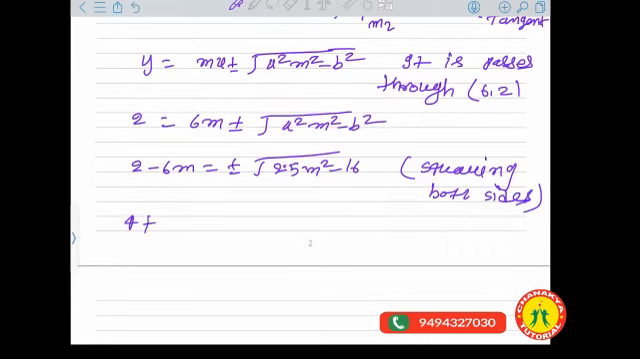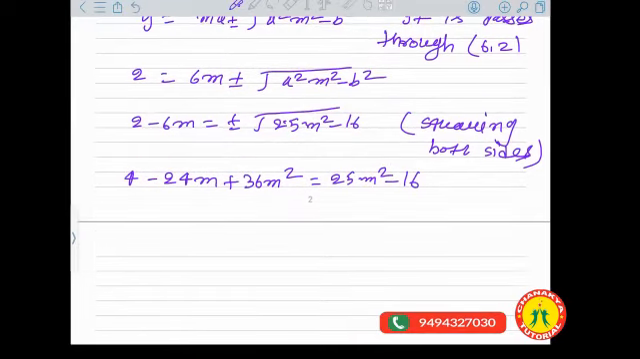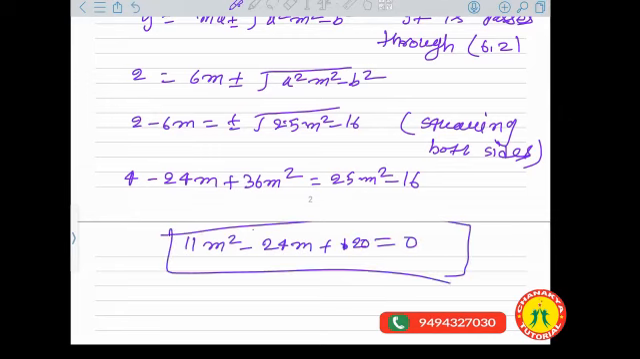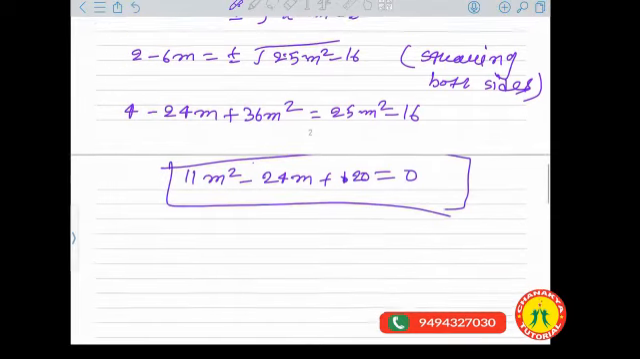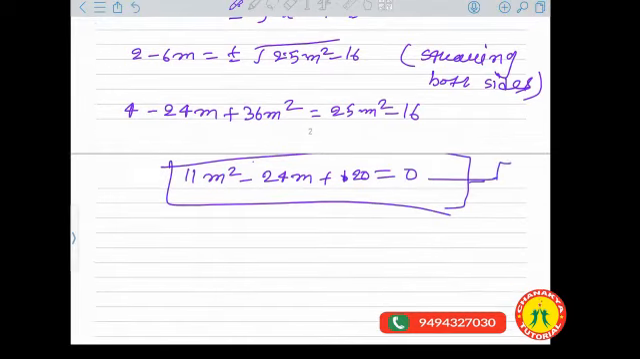Squaring it means 4 plus 4 minus 24m plus 36m² is equal to 25m² minus 16. So now 11m² minus 24m plus 20 is equal to 0. So now this is the quadratic equation in m, right? So इसका roots कितने होंगे? 2 roots, right? Let m1 and m2 be the 2 roots for this equation.